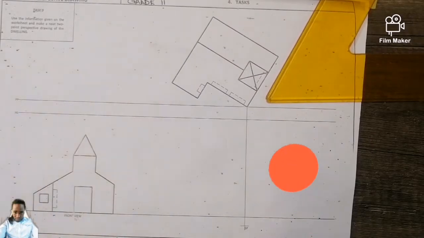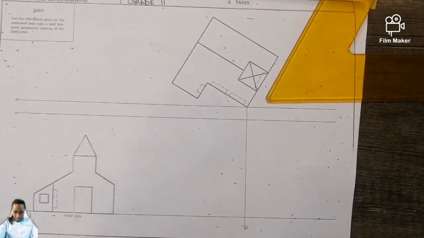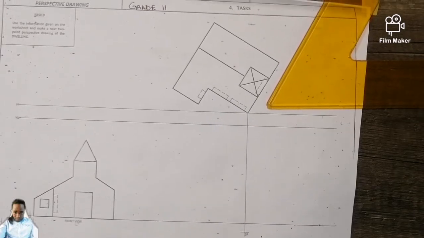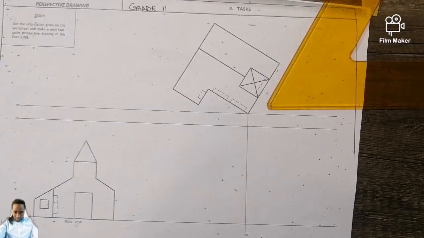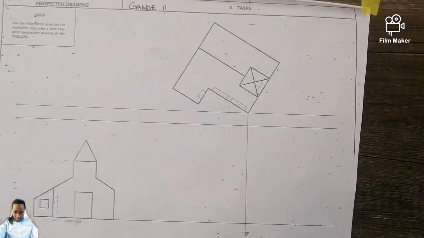Right, ladies and gentlemen, we are still on chapter 4, grade 11, perspective drawing of engineering graphics and design. Engineering graphics and design, chapter 4, under the topic of perspective drawing. You understand? Okay, let us look at what we have here.